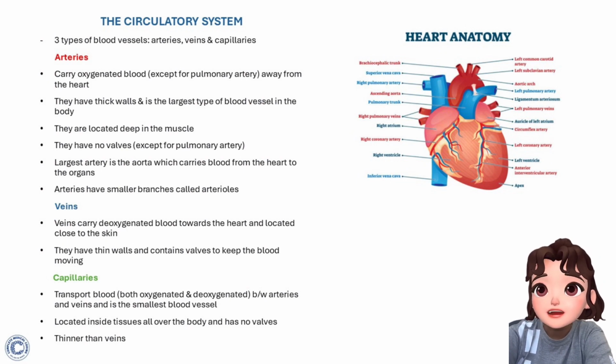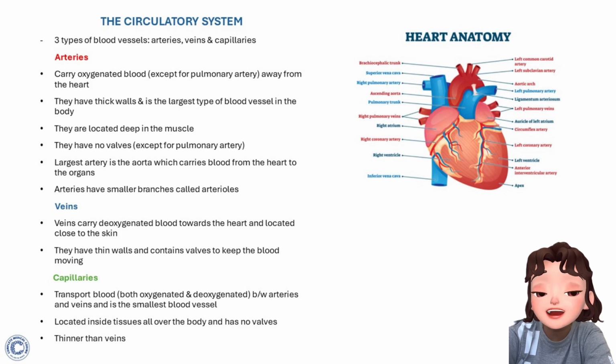Okay. And the largest artery is the aorta. Aorta is the largest artery, which carries blood from the heart to the organs, all parts of the body. Arteries have smaller branches called arterioles. Now comes the veins. Veins always carry deoxygenated blood towards the heart and are located close to the skin.